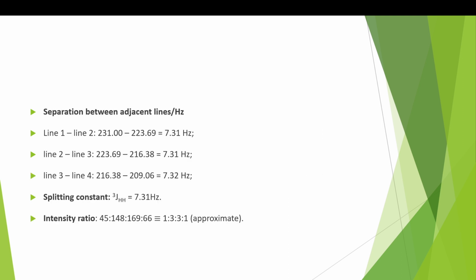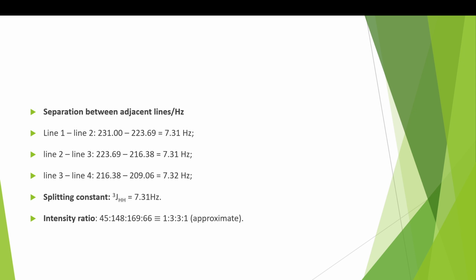The procedure is: line 1 minus line 2 position is 7.3 Hertz. Line 2 minus line 3 position is 7.3 Hertz. Line 3 minus line 4 position is 7.34 Hertz. It means this is a quartet of intensity 1:3:3:1 and coupling constant 7.31 Hertz. It means this quartet results from a nearby CH3.